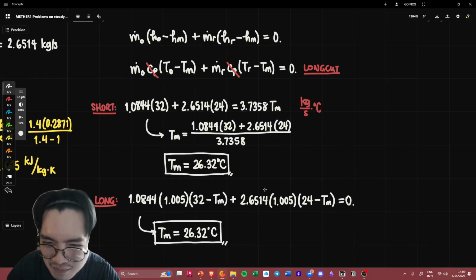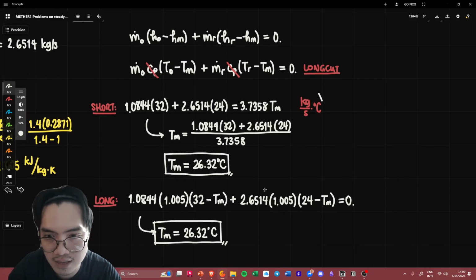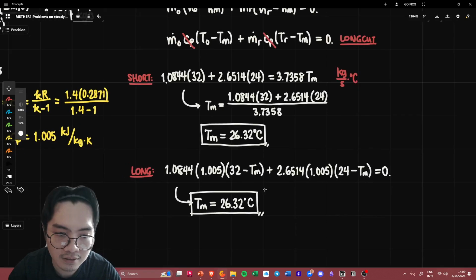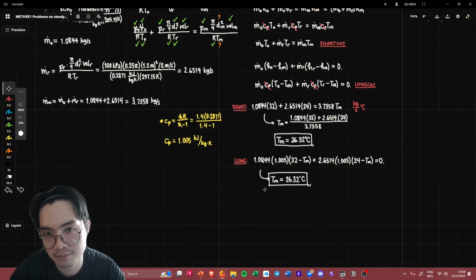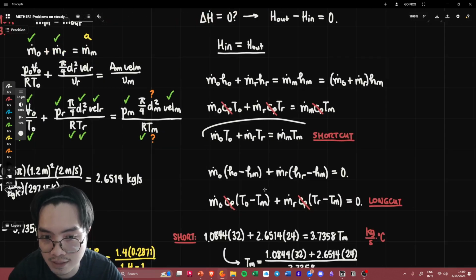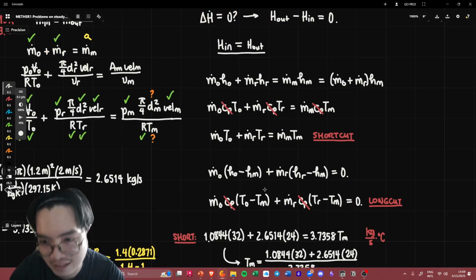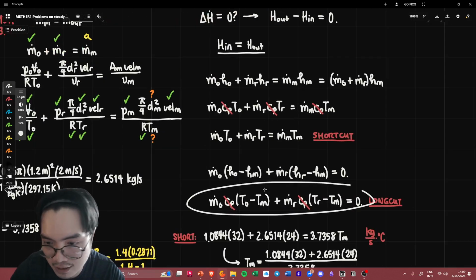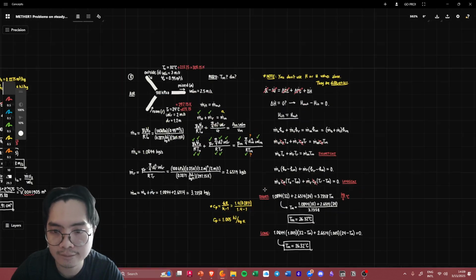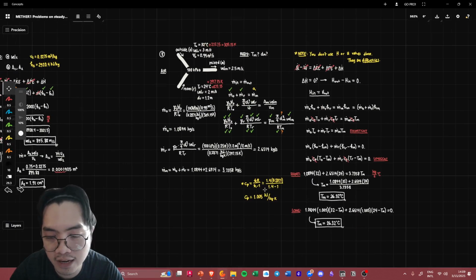So even though the shortcut does look cursed, even though it kind of is illegal, look at this, the thing is, the long cut agrees. So if you want to memorize this, go ahead. If you want to memorize this instead, then go ahead as well. So there you go. That's your value of TM.